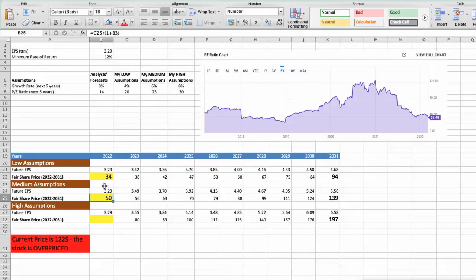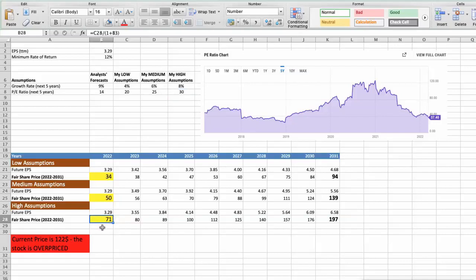Third scenario. Global Payments will have high performance in next 5 years, and we will use the following parameters in our calculation. Future growth rate would be high, 8%. Future PE would be high, 30. In this case, the fair value of the stock today would be $71.